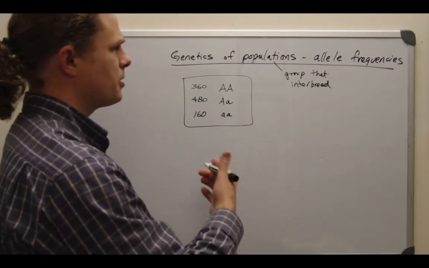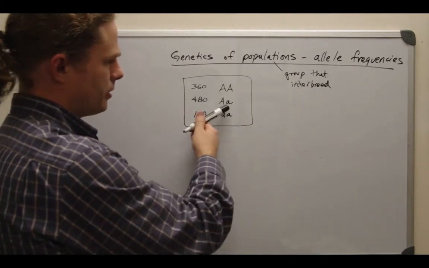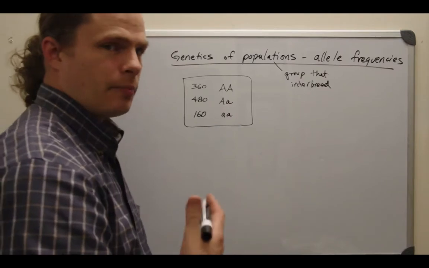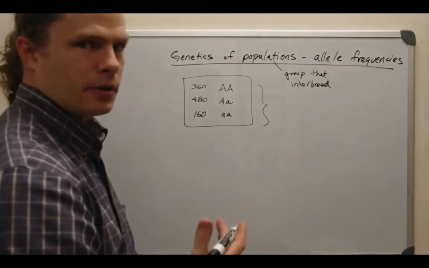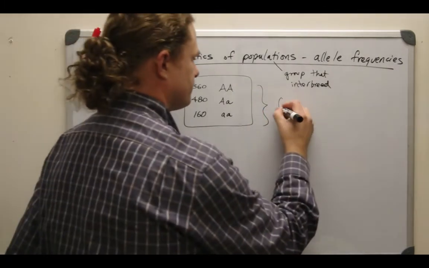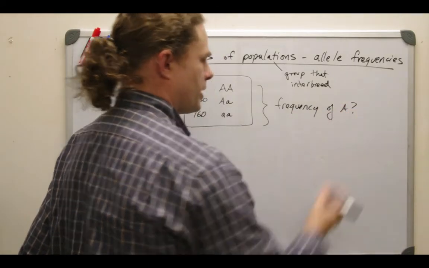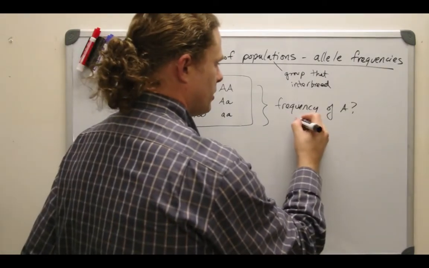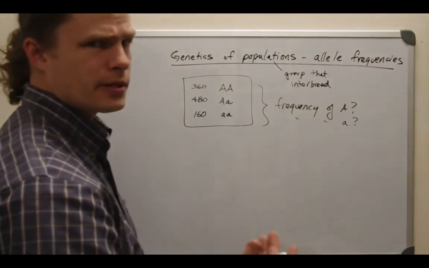Let's suppose in this population there are 360 individuals that are big A, 480 that are heterozygous, and 160 that are little a. What we can begin to ask now is, well, we have these two alleles in this population. What frequencies do they have? So in this population, what's the frequency of big A? And likewise, what's the frequency of the little a allele? There are two different ways that we will do this, and I'll show you both ways.